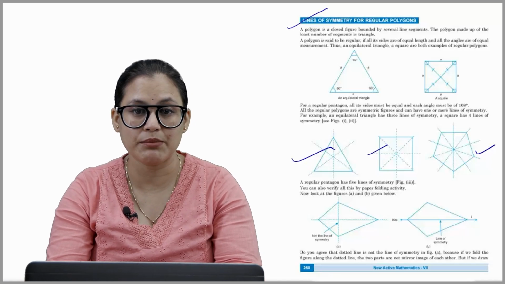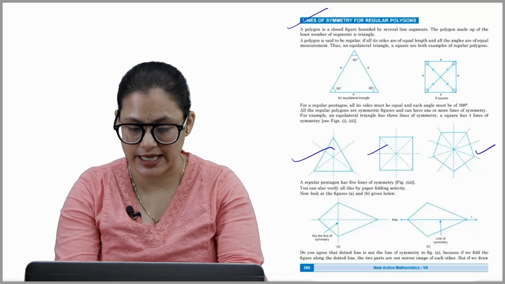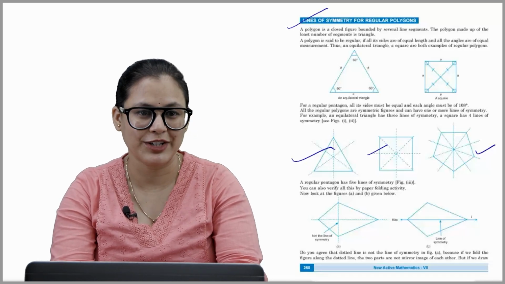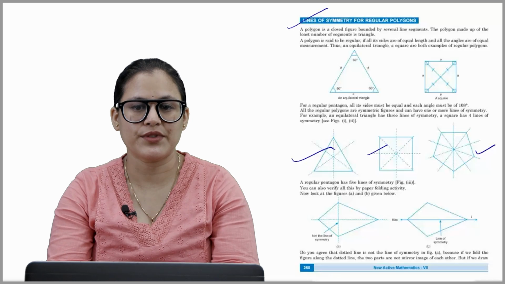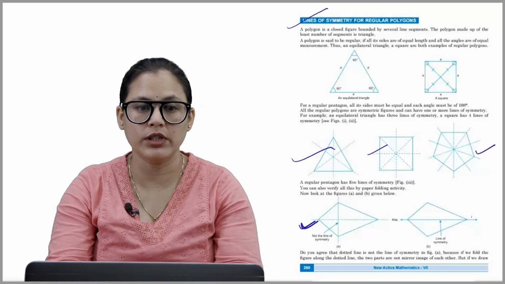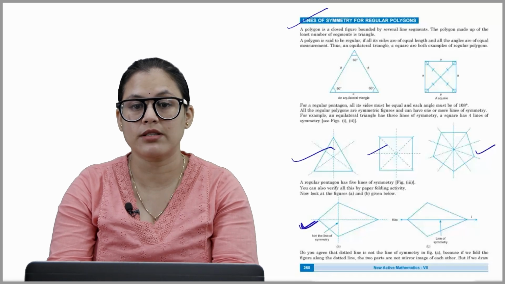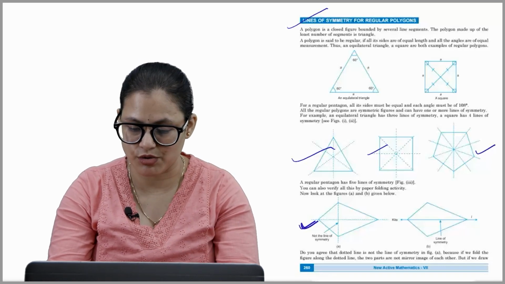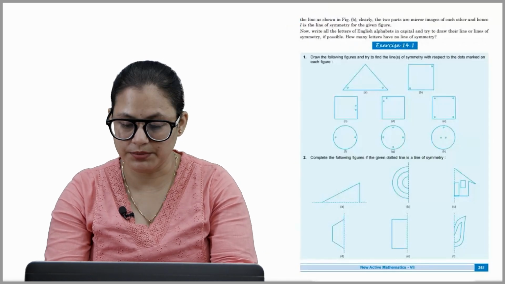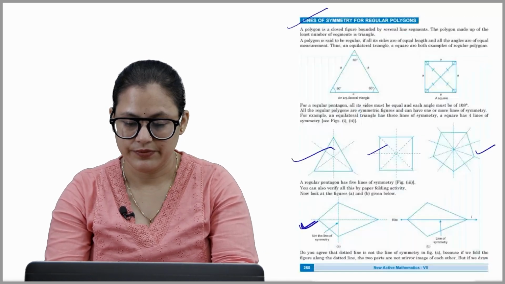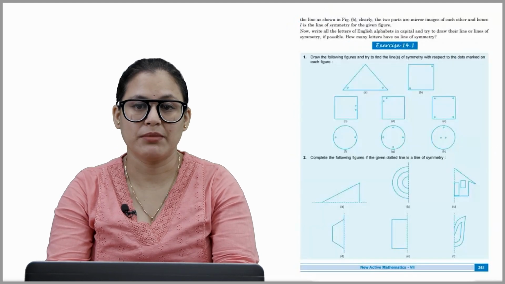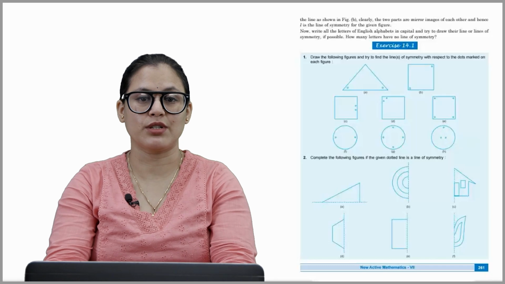Now look at figures A and B. See, this is the line of symmetry, and this line is not the line of symmetry. Do you agree that the dotted line in figure A is not the line of symmetry? Because if we fold the figure along the dotted line, the two parts are not mirror images of each other. But if we draw the line as shown in figure B, then clearly the two parts are mirror images of each other, and hence L is the line of symmetry for the given figure.